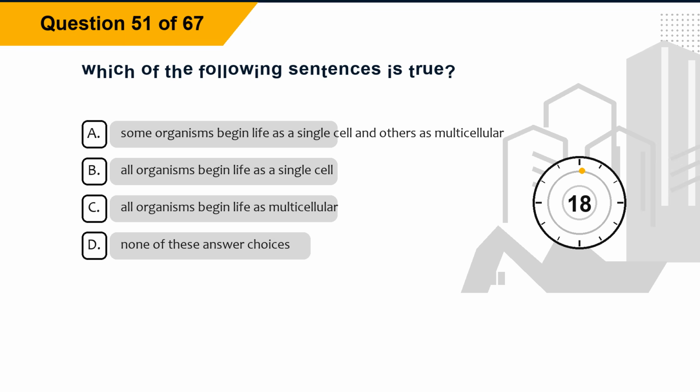Question 51. Which of the following sentences is true? Option A, some organisms begin life as a single cell and others as multicellular. Option B, all organisms begin life as a single cell. Option C, all organisms begin life as multicellular. Option D, none of these answer choices.